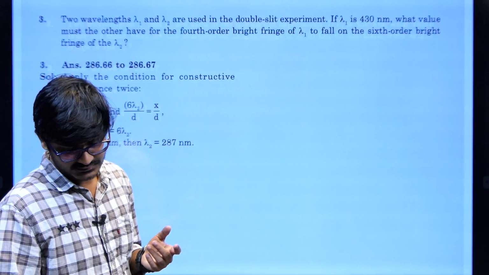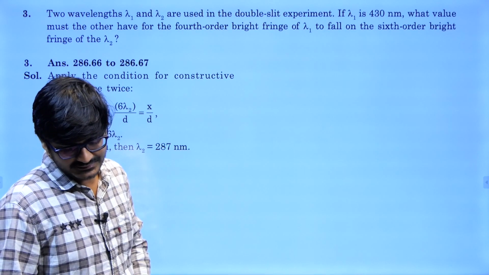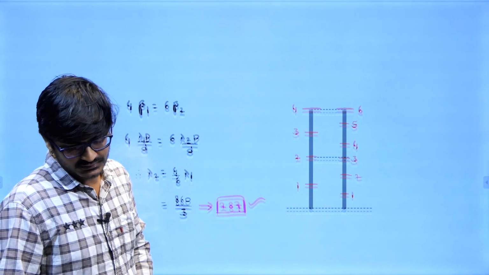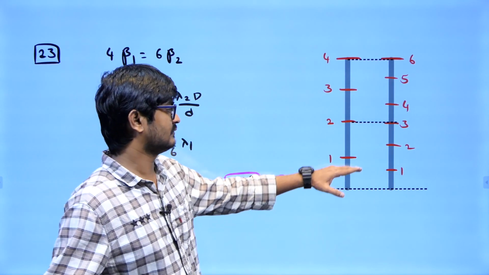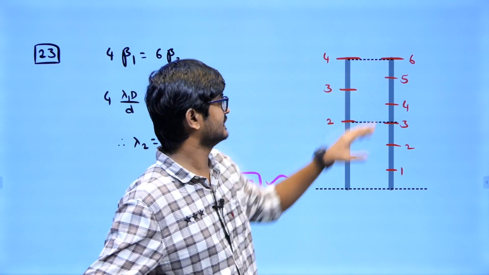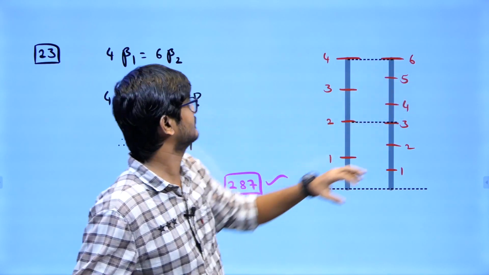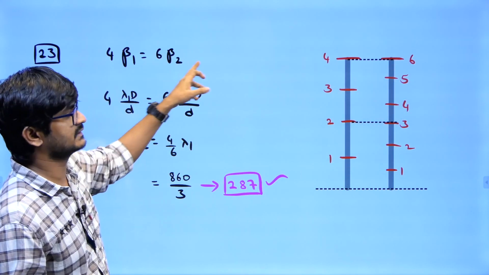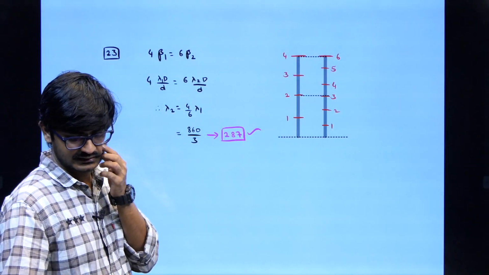Now the next question: the fourth order bright fringe is coinciding with the sixth order of lambda 2. That is, the central will be forming at the same point. So first, second, third, fourth is coinciding with the sixth of the second one. That is, 4 fringe widths of the first one equal 6 fringe widths of the second one. From there you can calculate lambda 2, and you will be getting the required answer.